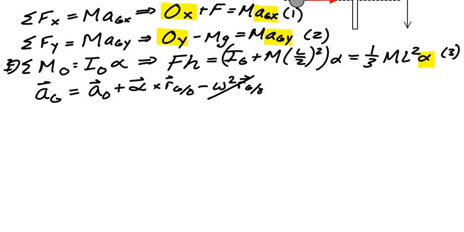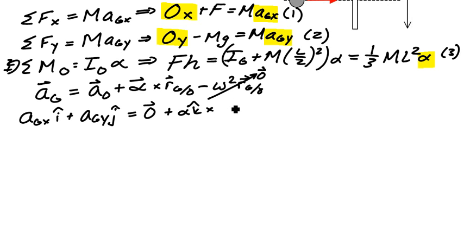We know that previous to the impact event, there is no angular velocity, so we can set this equal to 0. And so what we'll be left with here is that agx in the i plus agy in the j is equal to AO, which is 0, plus alpha in the k cross r of G with respect to O, which is minus L over 2 in the j direction. If I note that k cross j is minus i, this is equal to alpha L over 2 in the i.